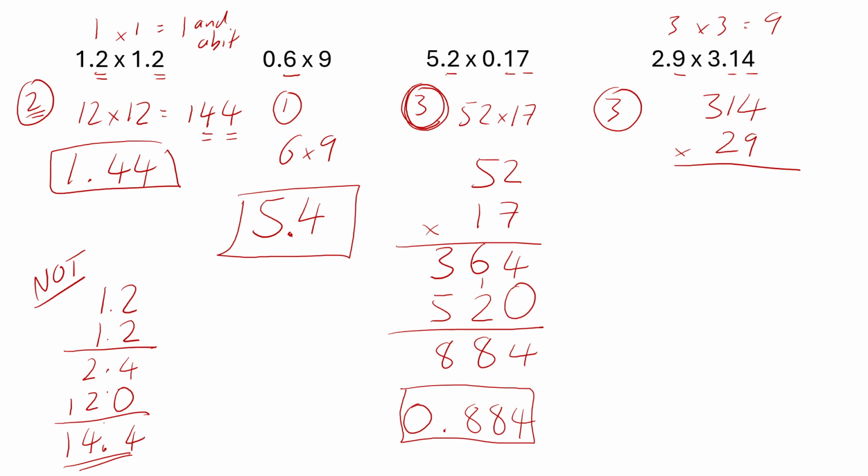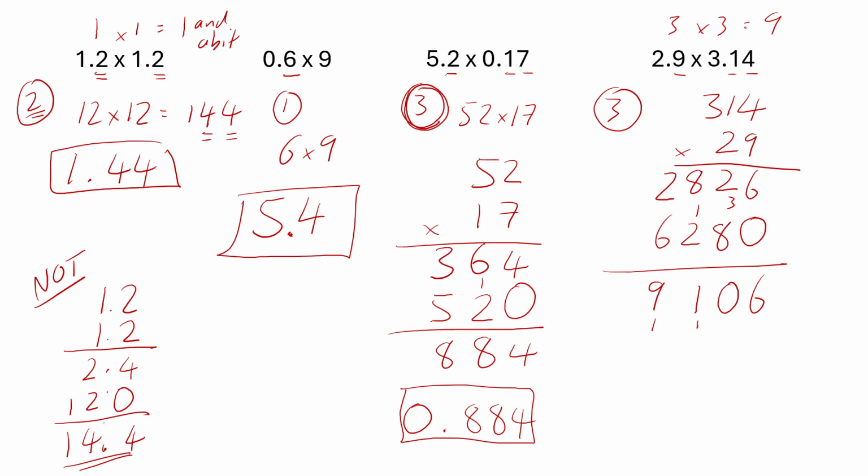9 times 4 is 36, 6 in there, carry the 3. 9 times 1 is 9, plus the 3, 12, 2 in there, carry the 1. 9 times 3 is 27, plus the 1, 28. 8 in there, 2 in there. Don't forget the placeholder 0. 2 times 4 is 8, 2 times 1 is 2, 2 times 3 is 6. So adding up, 6 plus nothing is 6, 2 and 8 is 10, 0 in there, carry the 1. 8, 2 and 1 is 11, 1 in there, carry the 1. 2 and 6 and 1 make 9.